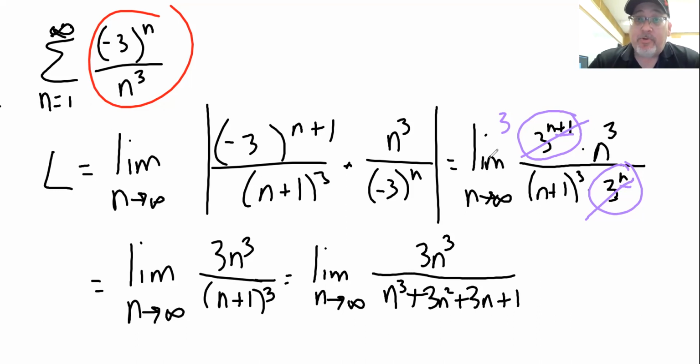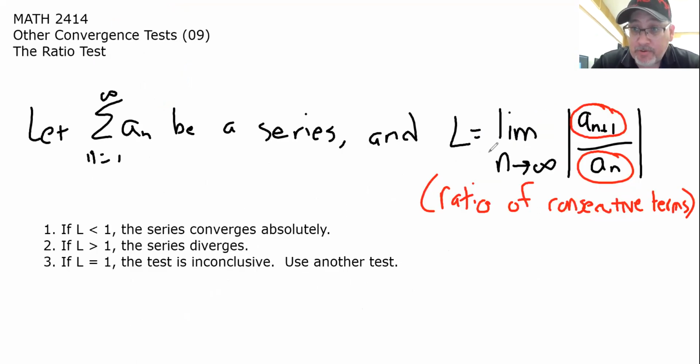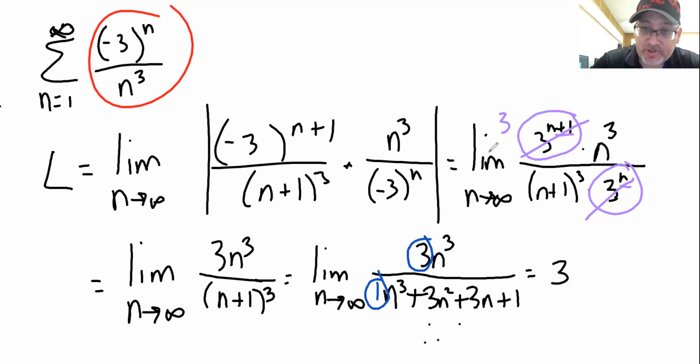Oh, we're taking the limit of the ratio of polynomials and the degrees match. And when the degrees match, then it's just the ratio of the leading coefficients. Or you could use L'Hopital's rule a few times. So the limit is 3. But what does this mean? Well, since our limit is 3, that's greater than 1. Conclusion is the series diverges by the ratio test.